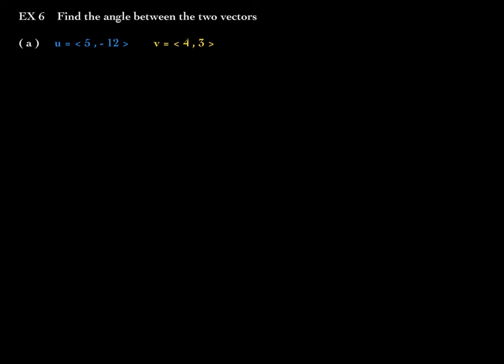All right, check this out, guys. Find the angle between the two vectors. One of them is u, which is (5, -12), and the other one is v, which is (4, 3). All right, so what we know is that cosine of theta, where theta is the angle between the two vectors, will be equal to u dot v in the numerator, the dot product between the two vectors. And my denominator will be the magnitude of vector u times the magnitude of vector v.